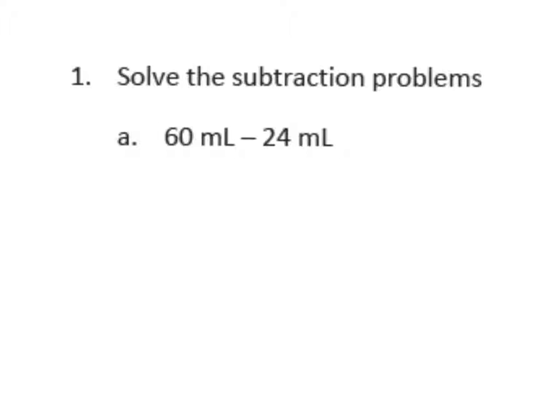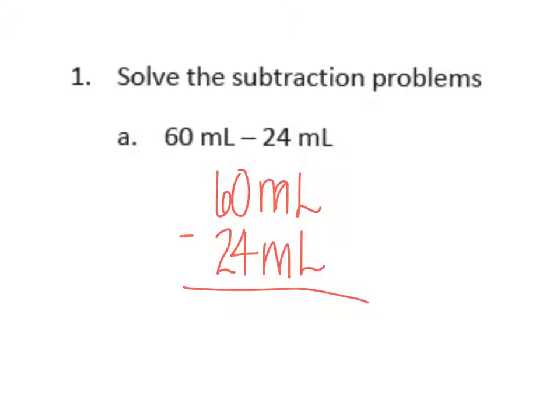So the first thing that we need to do is stack them up. We need to make sure that the larger number goes first at the top. We also need to make sure that our tens, our ones, are in line with each other. Next, go ahead and write the label at the bottom.